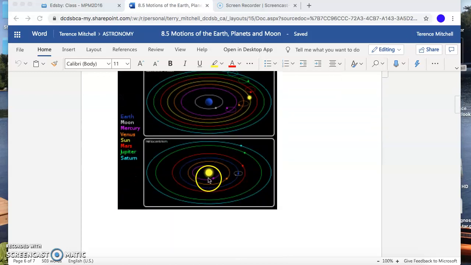The correct model is a heliocentric, helio being Greek for sun. It's the sun-centric model where everything revolves around the sun. And we know that's the case. With the exception of the moon here, it doesn't revolve around the sun. Well, I guess it sort of does, but it revolves around the Earth.